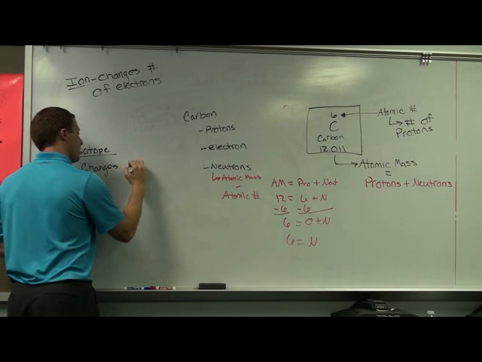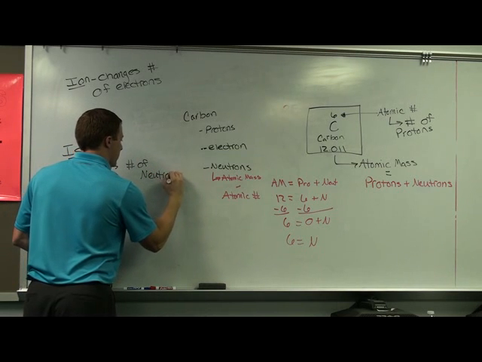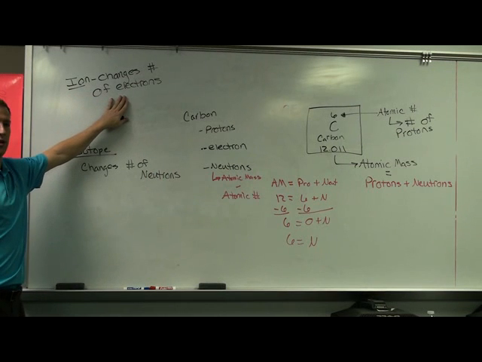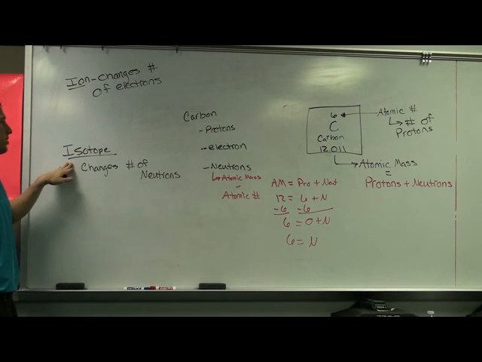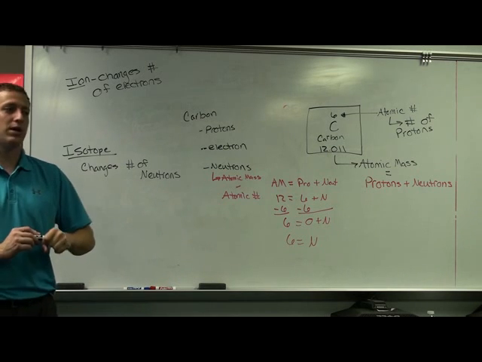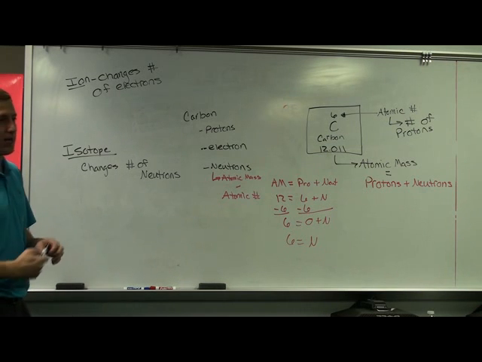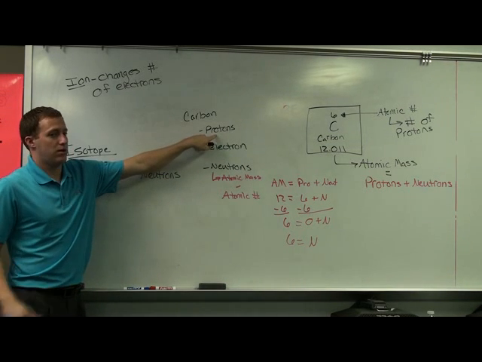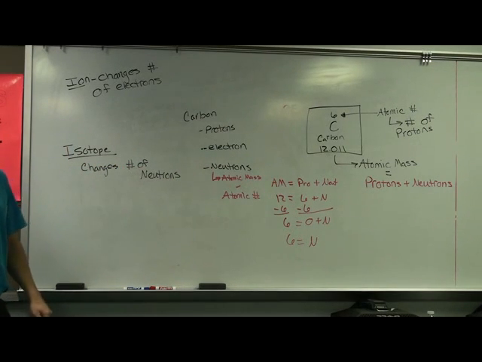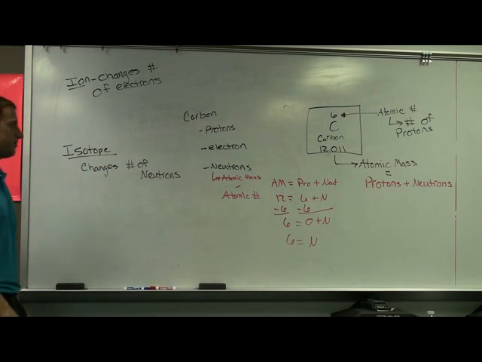An isotope changes the number of neutrons. So an ion changes what? Number of electrons. An isotope changes the neutrons. And both of those are legal. Okay, so we can do that without changing the atom, because as long as the atom has the correct number of protons, it's still that atom. So as long as carbon has how many protons? 6. It's still carbon.